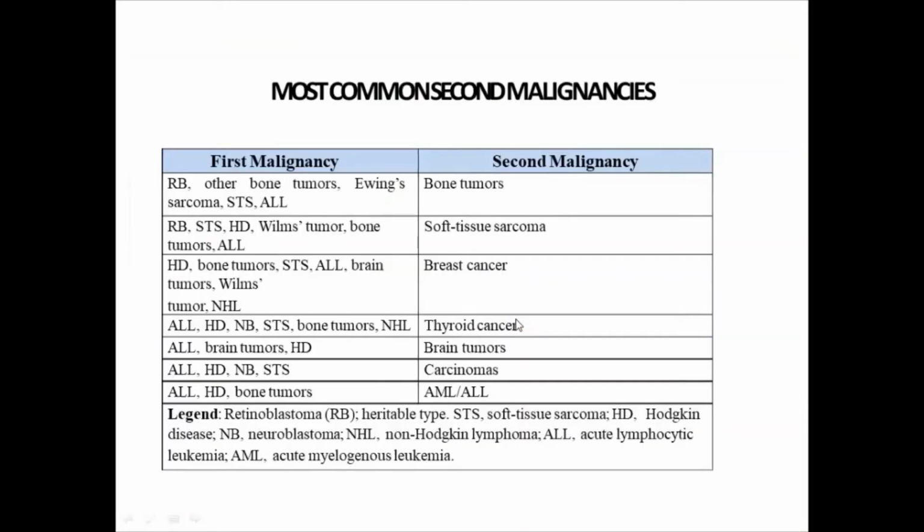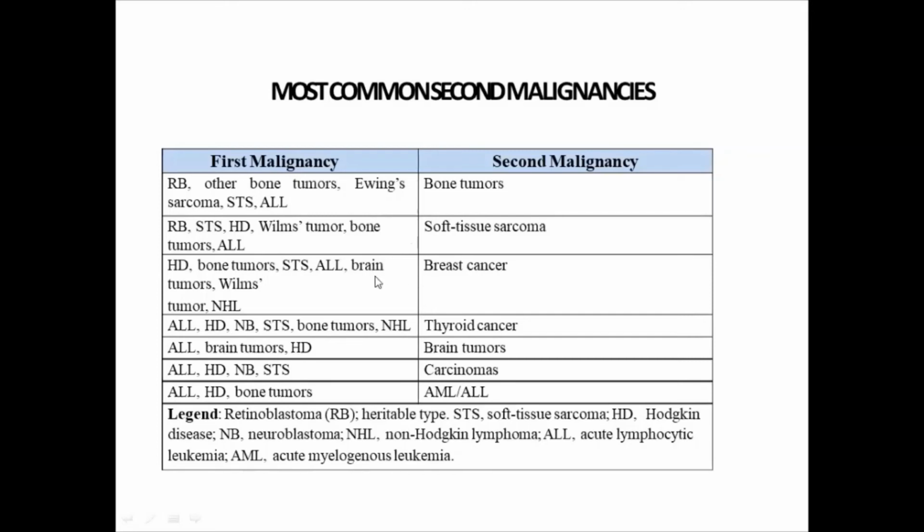So what are the most common second malignancies? Here we see the relationship between the first malignancy and the second malignancy that can occur. Retinoblastoma, other brain tumors, Ewing sarcoma, soft tissue sarcoma, and acute lymphocytic leukemia carry an increased risk for second malignancy, such as bone tumors. There can be soft tissue sarcoma as a secondary malignancy in patients with retinoblastoma, or if there's a soft tissue sarcoma or Hodgkin's disease, or a Wilms tumor.